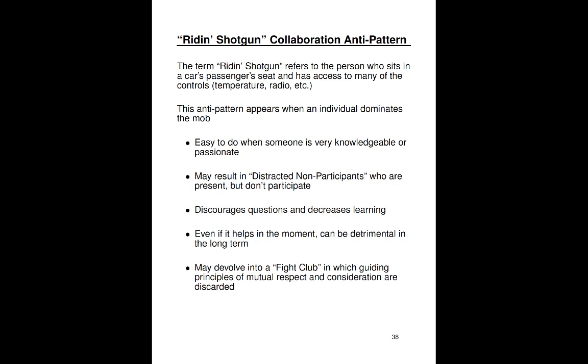There are times where riding shotgun might make sense in the moment, but you should limit those moments because it can be very detrimental to the mob over the long term. And at worst, if you have a couple of people who are vying for riding shotgun, the mob may devolve into a fight club in which guiding principles of mutual respect and consideration are thrown out the window and everybody's arguing. And that's just wasteful and not effective.